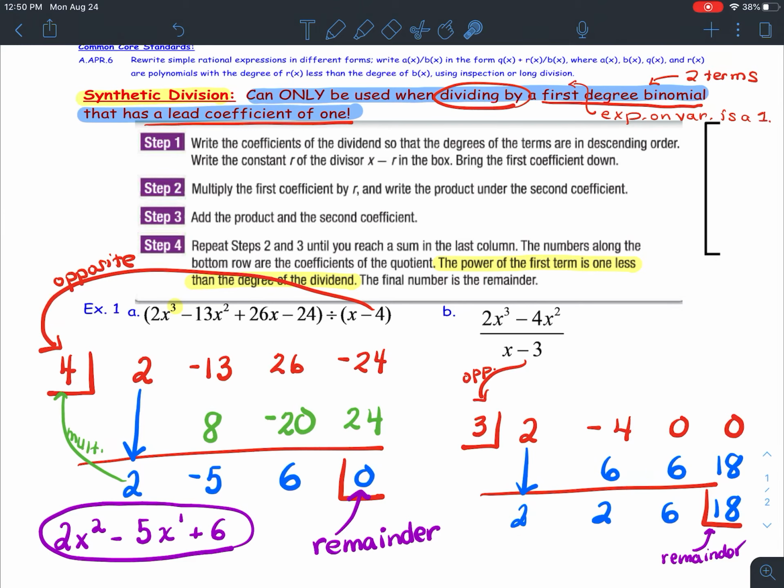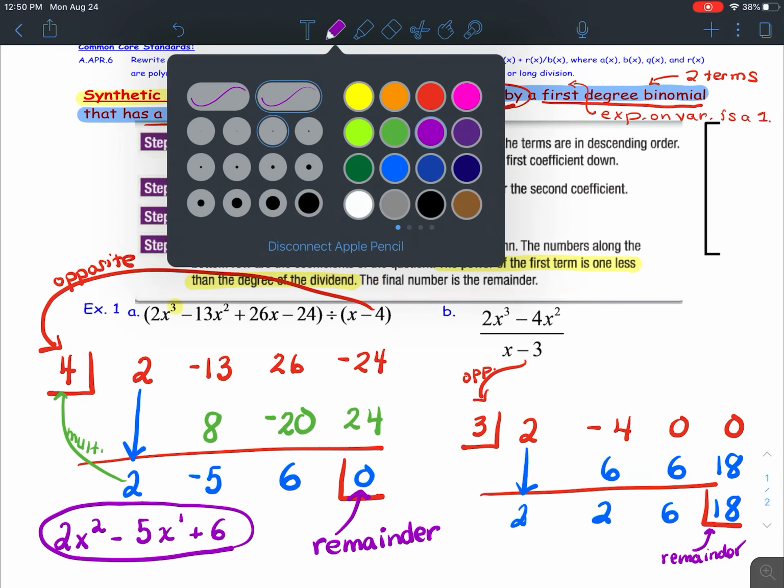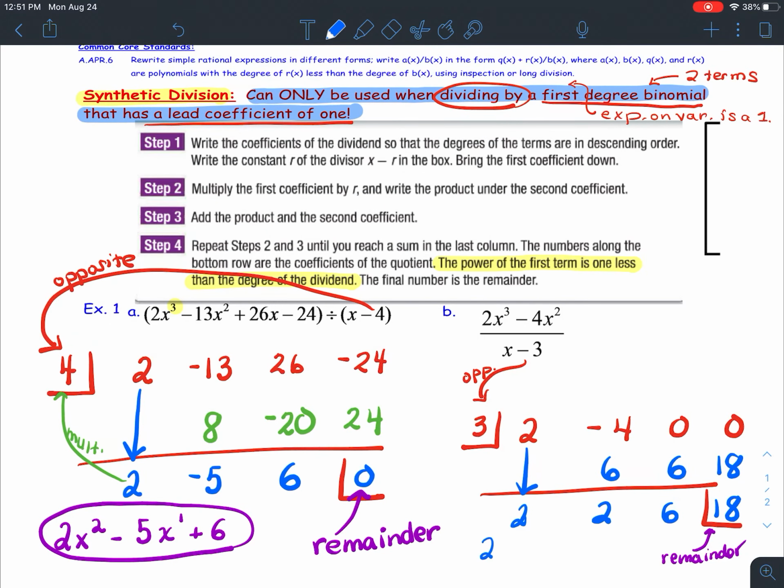Okay, now remember what we highlighted. The power of the first term in your answer is always 1 less than the degree of the dividend. So this started out as a cubic, so that means my answer should be 1 less than that, a quadratic. So it's going to be 2x squared plus 2x plus 6.